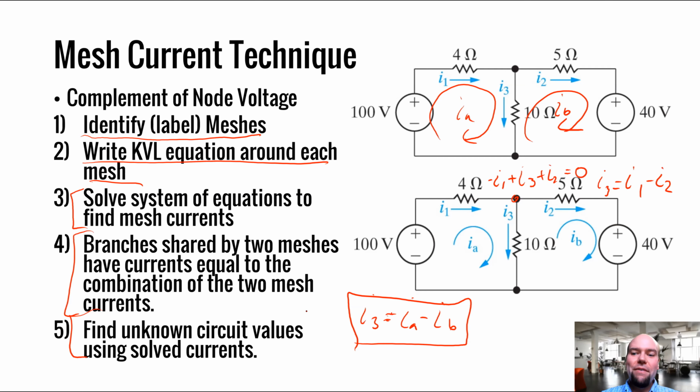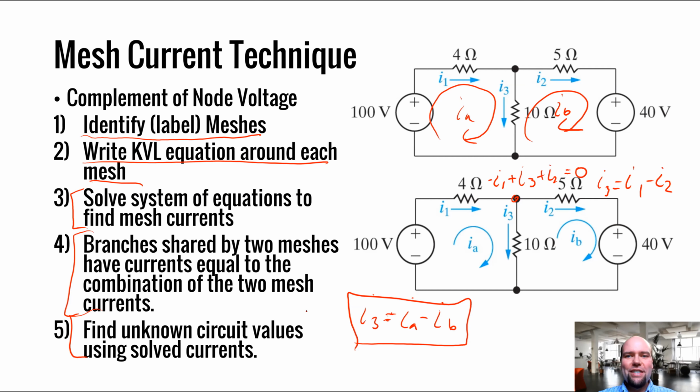So the process: identify your meshes, identify the essential meshes, label them, and then we're going to do Kirchhoff's voltage law. Unlike in node voltage, where we had this extra step of labeling stuff and calling one of them 0 volts, we don't get that with mesh current. We don't get to just take a mesh in our circuit and say this is 0 amps, unfortunately.